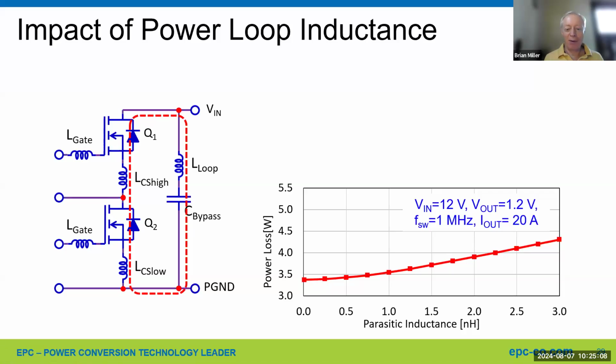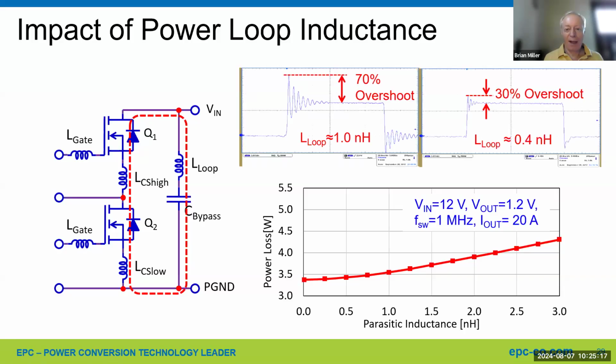This shows the power loop inductance. Not quite as drastic of an increase, but it's still there. The not so nice thing about inductance in the power loop is you can see overshoot on the voltage waveform on the switching converter. The same exact FETs, same exact schematic, just with a better layout, you can go from 70% overshoot to 30% overshoot. And this superimposes the common source inductance loss on top there.